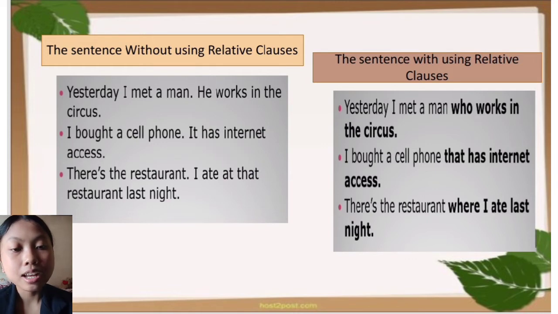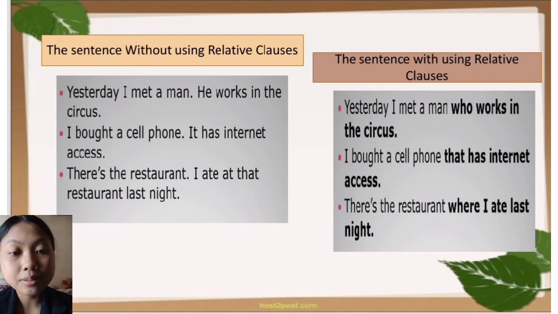The first one is, yesterday I met a man. He works in the circus. To connect those two sentences into one sentence, we need to use a relative clause. We use the relative pronoun who to connect the sentences, and it could be, yesterday I met a man who works in the circus. And then example number 2, I bought a cell phone. It has internet access, and it could be, I bought a cell phone that has internet access.